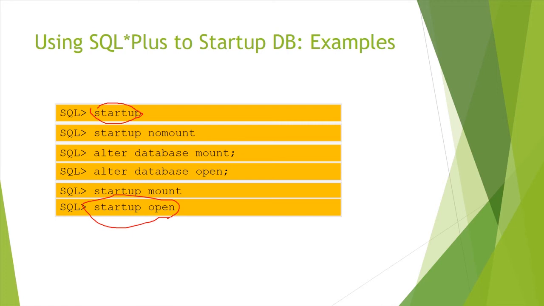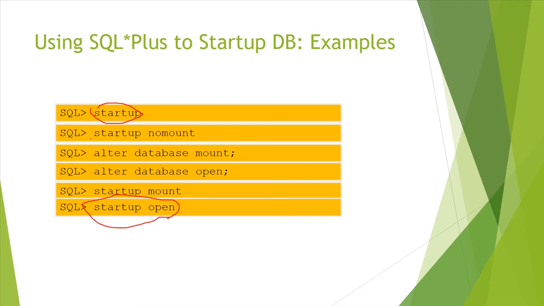You can only start up the database instance, without mounting or opening the database, by using startup nomount. Startup nomount goes to the first stage only, the nomount stage, without mounting and opening the database. It starts only the instance, background processes, and allocates memory by reading the parameter file.